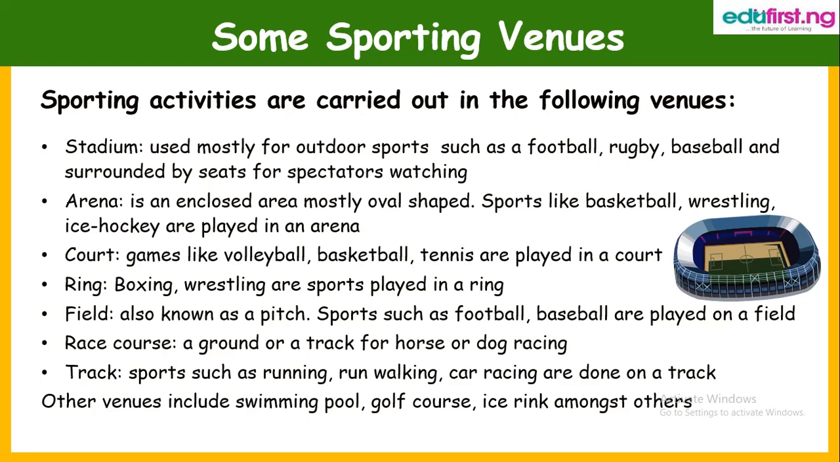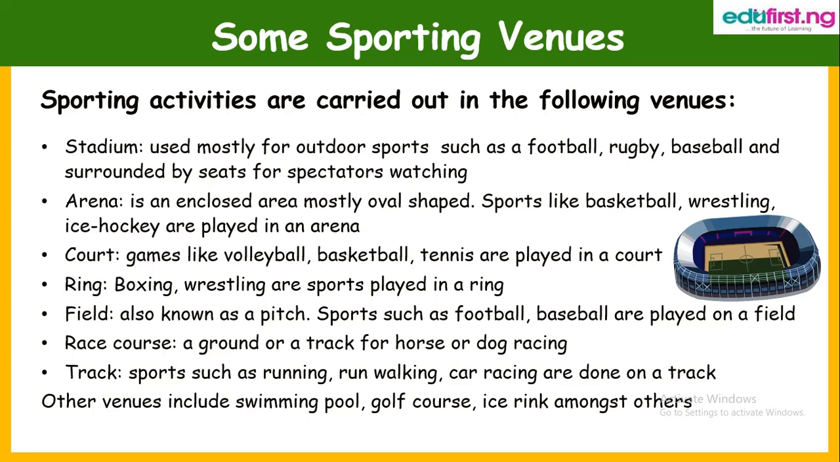The second one is the arena. It is an enclosed area, mostly oval shaped, and sports like basketball, wrestling, ice hockey are played in an arena. Now, a court. This is where games like volleyball, basketball, tennis are played. The next sporting venue is a ring, and this is where sports like boxing or wrestling are played.